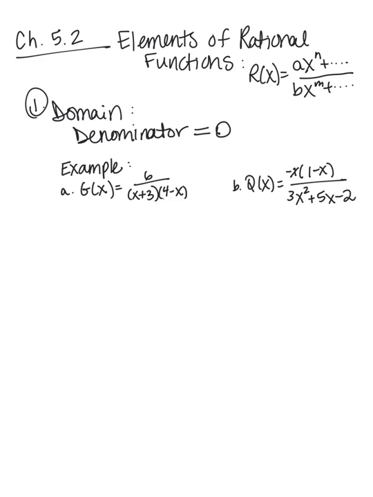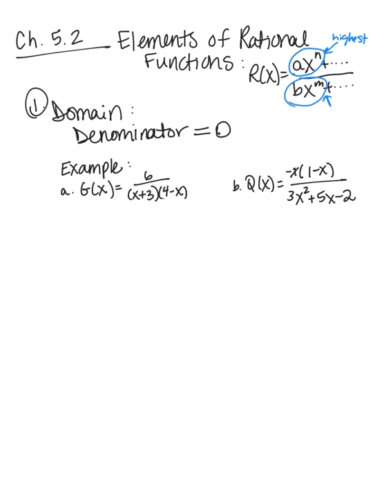Okay, so what we want to do in this video, we want to look at the elements of rational functions. Remember, a rational function is going to be a function where you have a polynomial in the numerator and a polynomial in the denominator. Polynomials typically are going to be written in standard form. What that means is I'm going to have the leading coefficient first. It's leading because it's got the highest exponent. And so I'll see that on the numerator and the denominator.